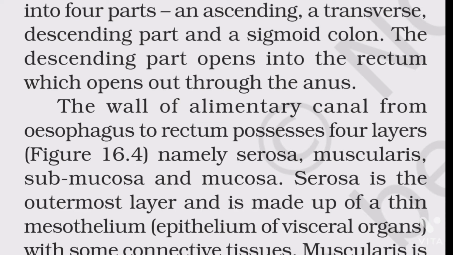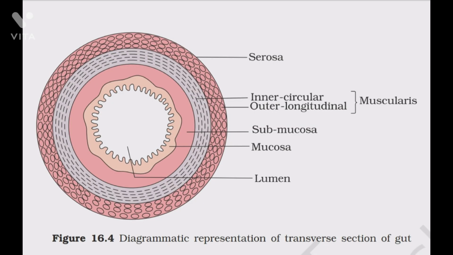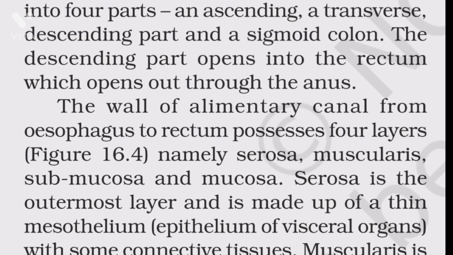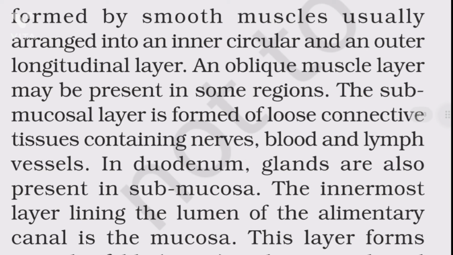The wall of alimentary canal from esophagus to rectum possesses four layers, figure 16.4, namely serosa, muscularis, submucosa, and mucosa. Serosa is the outermost layer and is made up of a thin mesothelium, epithelium of visceral organs, with some connective tissues. Muscularis is formed by smooth muscles, usually arranged into an inner circular and outer longitudinal layer. An oblique muscle layer may be present in some region.